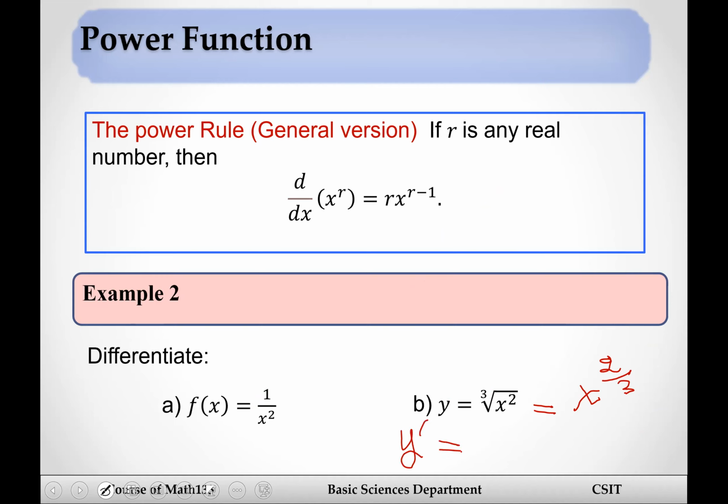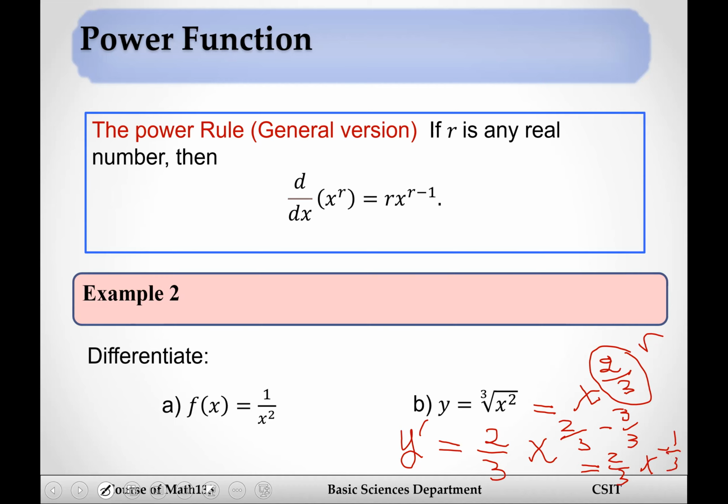So y prime is equal, this is your r. Apply the formula. So it's 2 over 3 x power 2 over 3. And here, since it is a fraction, the -1, you will write it as minus 3 over 3 directly to do the computation, okay? So it's like -1, but I write it with the same denominator as 2 over 3. So I will get 2 minus 3, which is -1 over 3. So my result will be 2 over 3 x power -1 over 3.